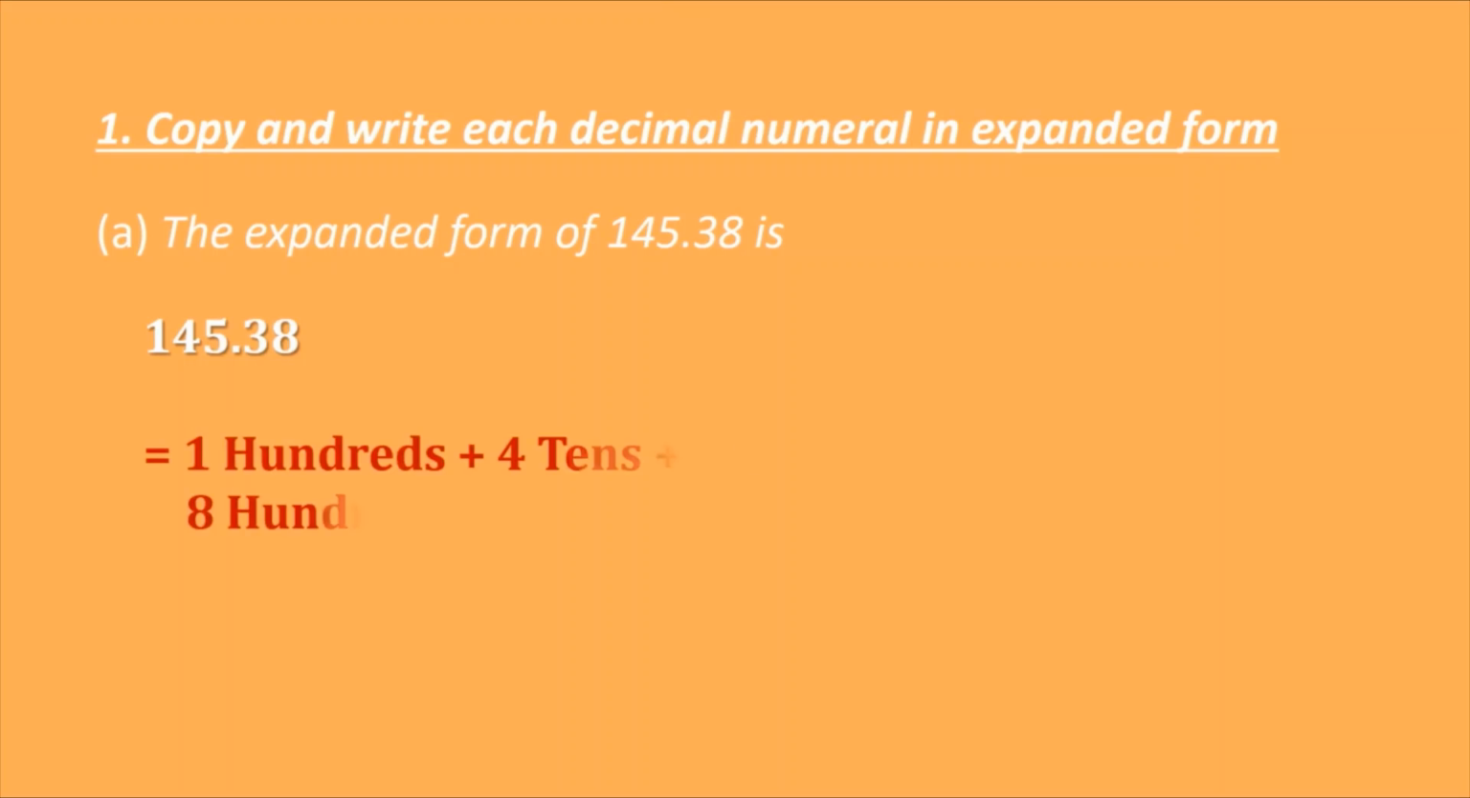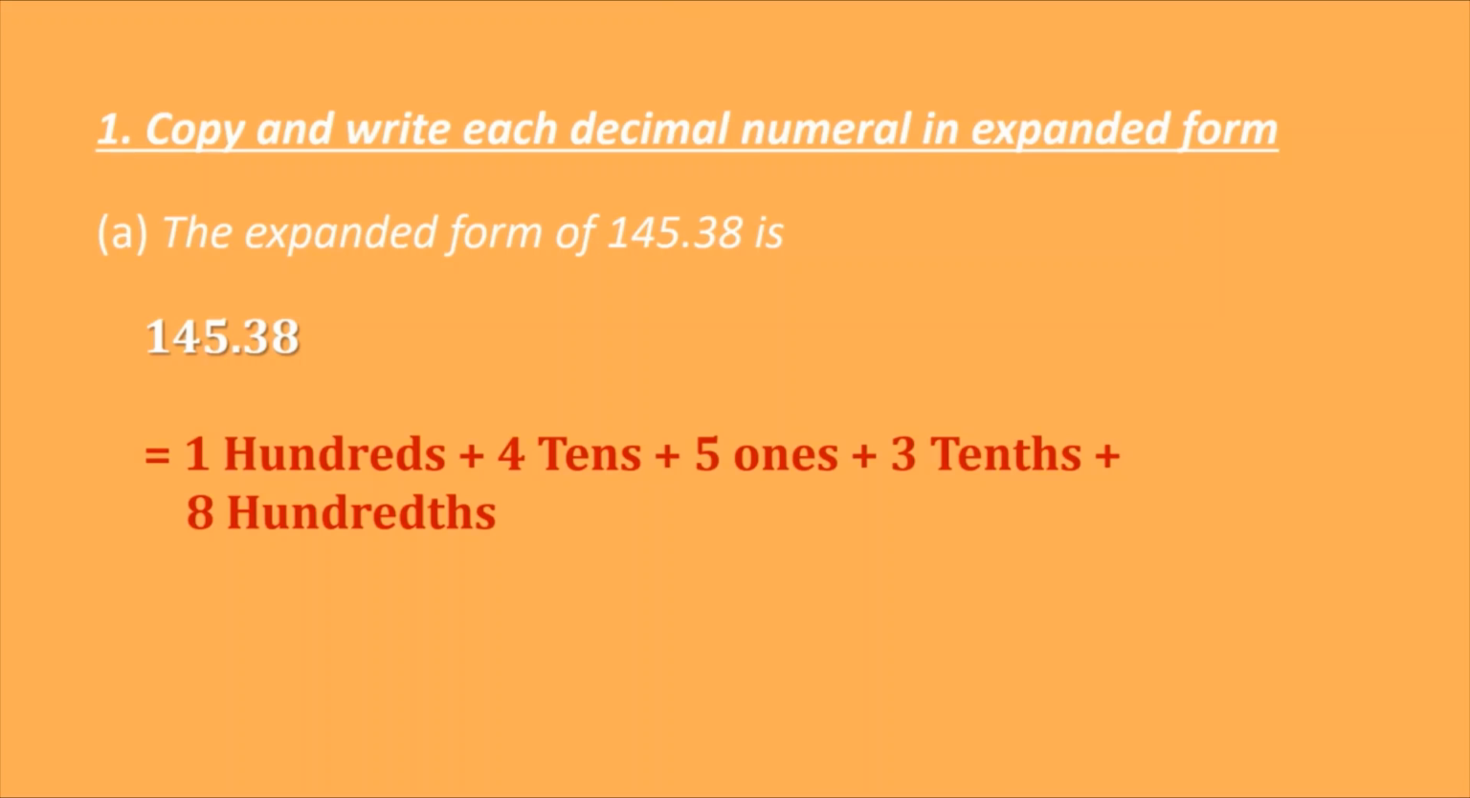So first we see the whole number part. Here 1 is in the hundreds place, 4 is in the tens place and 5 is in the ones place. So we write 1 hundred plus 4 tens plus 5 ones.